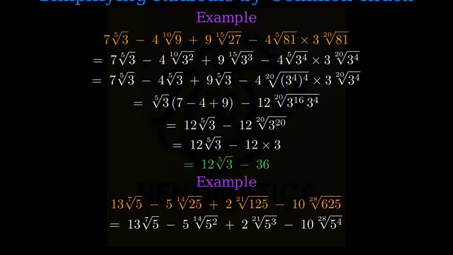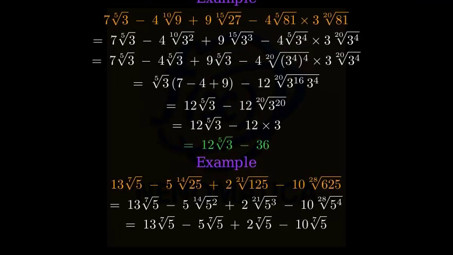21st root of 5 cubed becomes 7th root of 5. 28th root of 5 to the 4th becomes 7th root of 5. Step 3. All terms are the same radical, the 7th root of 5, so we combine coefficients. 13 minus 5 plus 2 minus 10 equals 0.